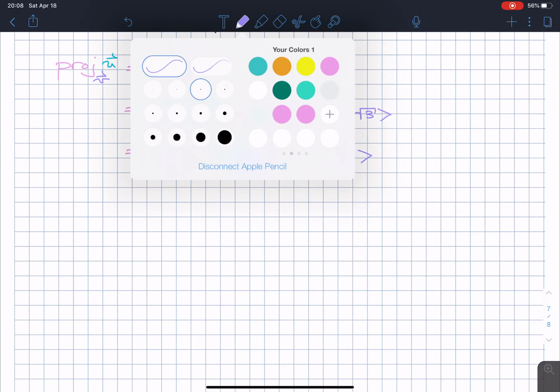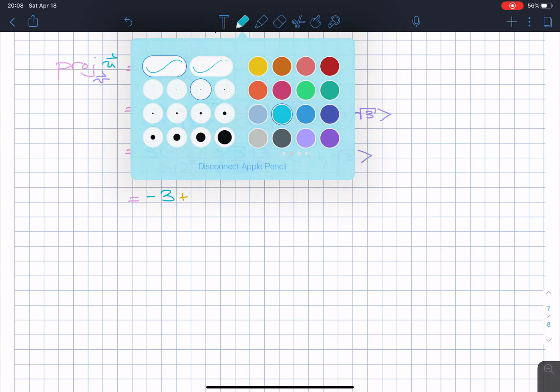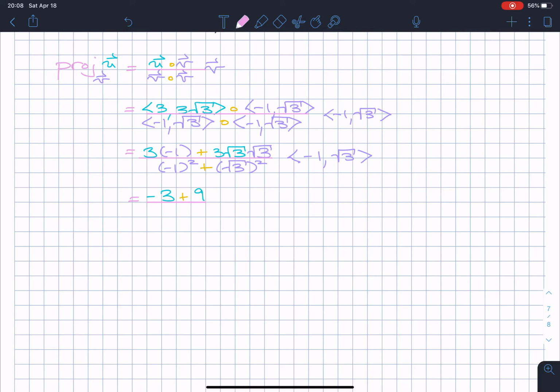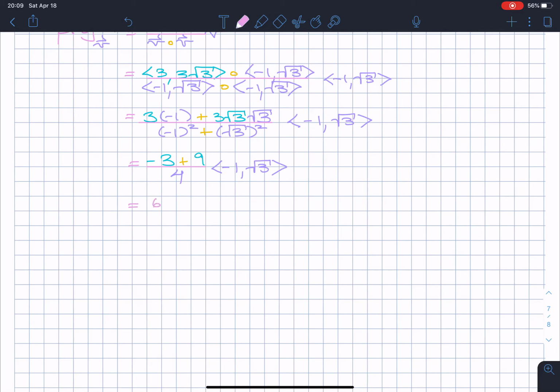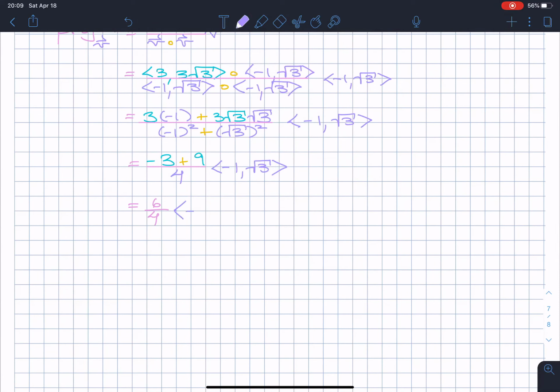Okay, so what does this give us? We have a negative 3 plus 9, right? Because the square roots go away. 3 times 3 is 9. So we have negative 3 plus 9, all divided by 1 plus 3, which looks to be 4, all times the vector negative 1 root 3. So that gives us 6 over 4 times the vector negative 1 root 3.